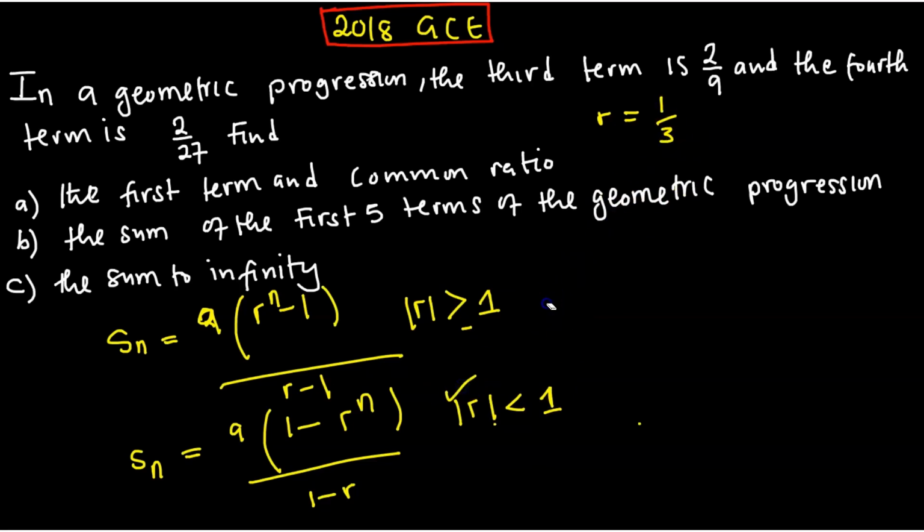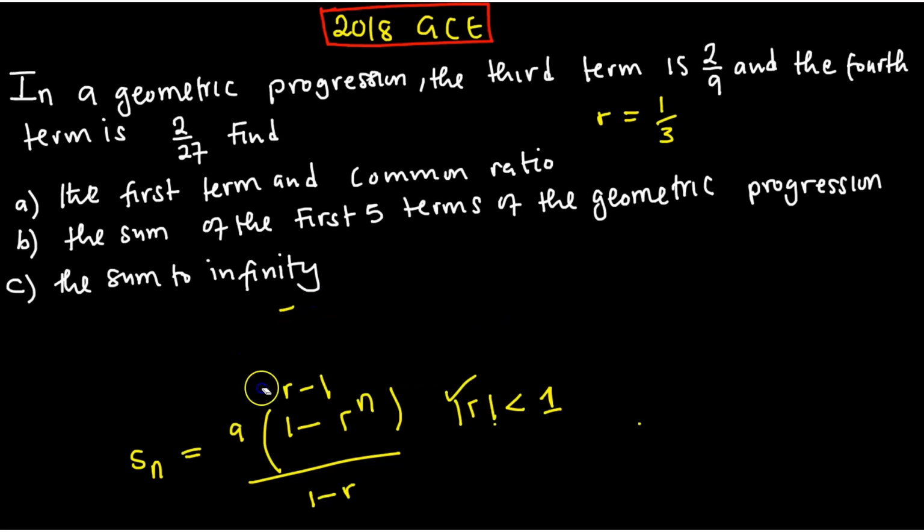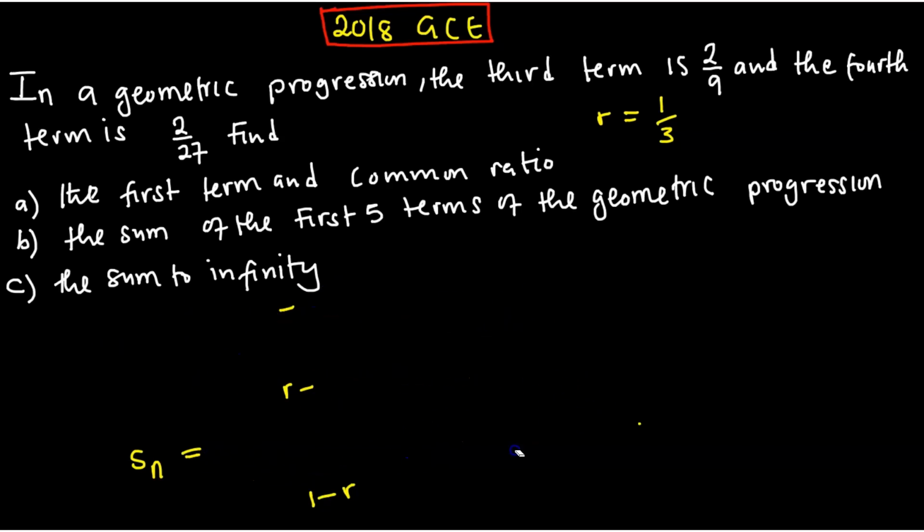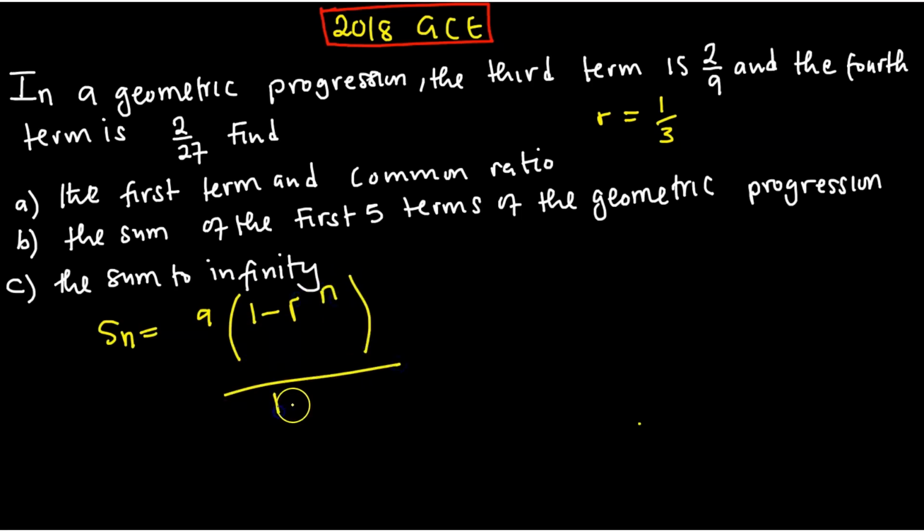So let us find the answer now, since we know the formula to use. Let us start. We are going to start with Sn equals A, then 1 minus r to the power n, over 1 minus r. Now what is our r?